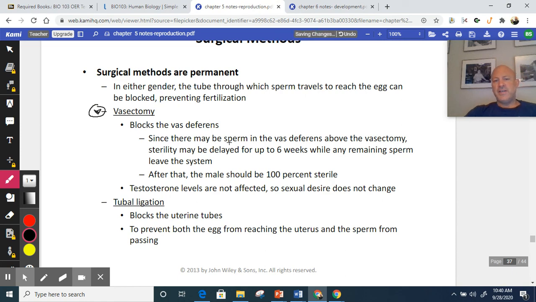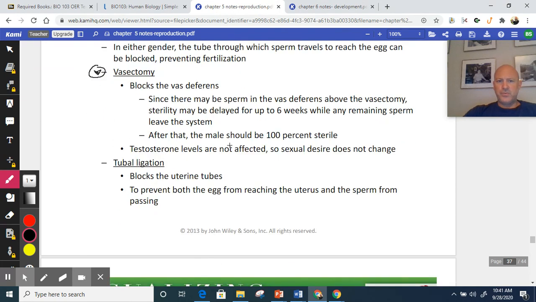So you're taking the vas deferens and you are severing the vas deferens, preventing the sperm cells from getting from point A to point B, meaning that they are still being produced by the testes, but they are not able to exit through the urethra. They can't reach the urethra because the vas deferens has been cut. All right, so hormones are still being produced. Sexual desire does not change. It's just that those cells are not being used, and they'll be absorbed by the body.